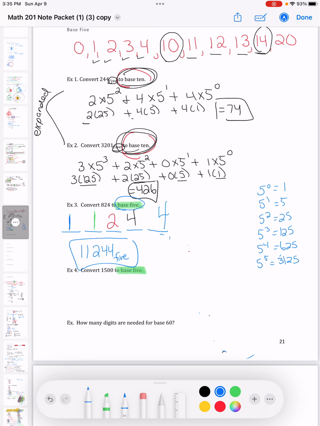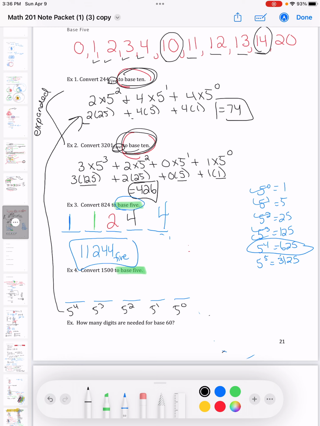Same thing. In this 1,500, I'm going to get as close to it as I can, but I can't go over. So I'm going to get to that 625 again. 1, 2, 3, 4, 5 place values. So what this means is this is going to come from 5 to the 4th, 5 cubed, 5 squared, 5 to the 1st, 5 to the 0. So you can kind of see how it relates back to this expanded form up here.